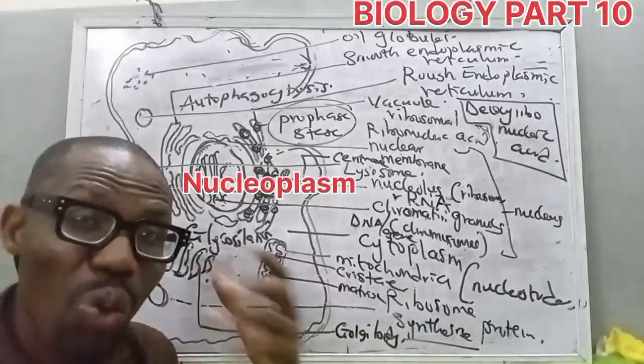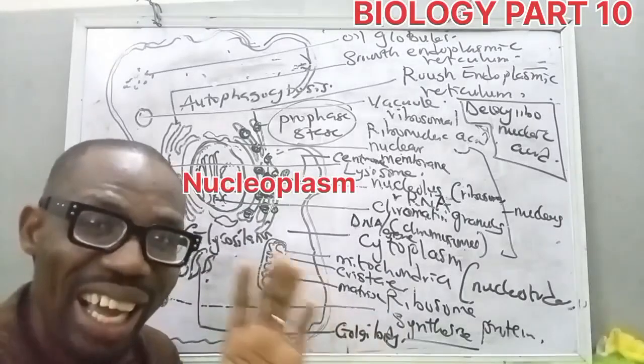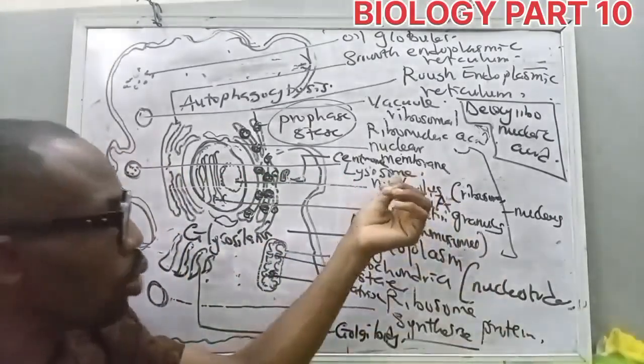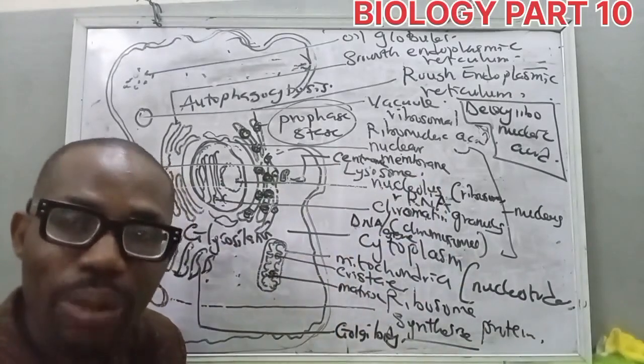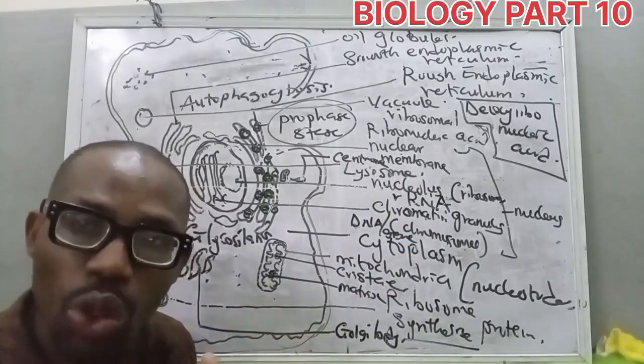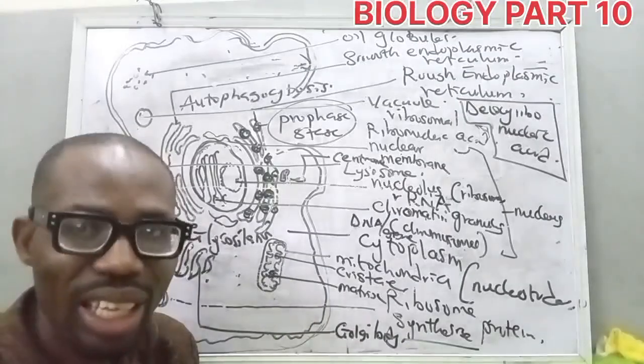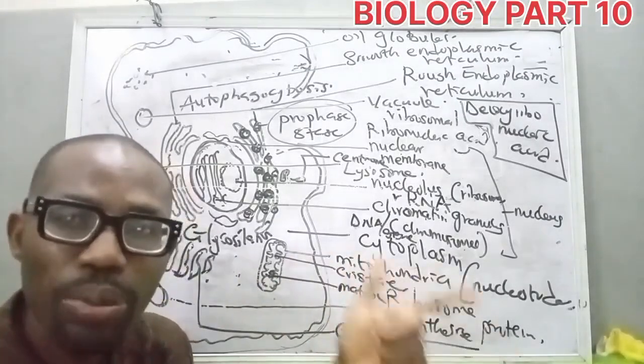Listen to the video over and over so that you can digest it and get it clearly. Then we now also talk about the lysosome. The lysosome secretes lytic enzymes and it prevents the cell from carrying out what we call autophagocytosis and also fights against foreign bodies in the cell.